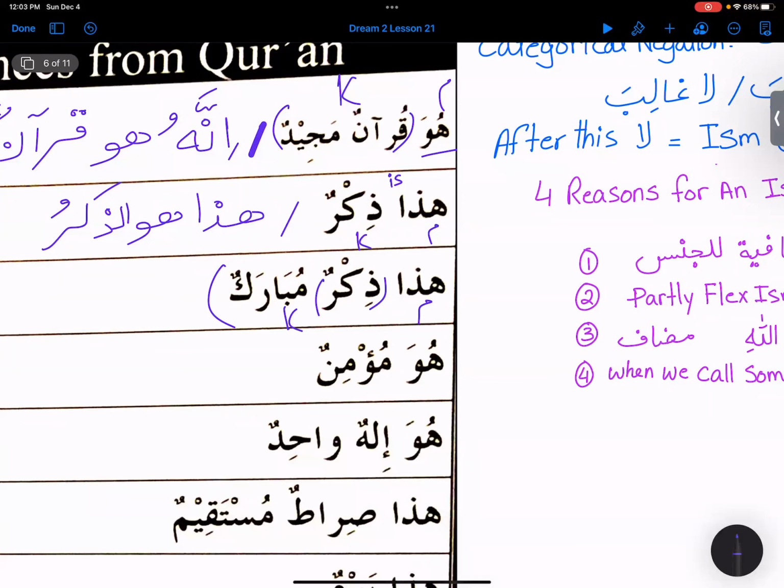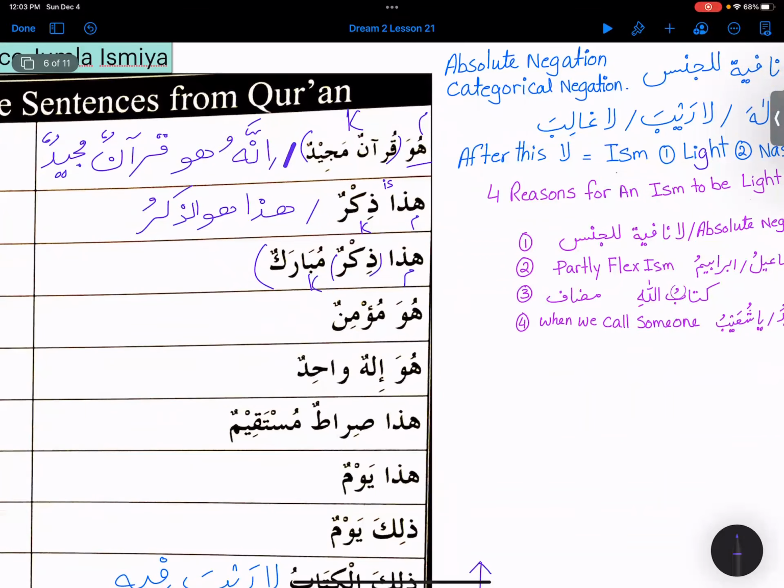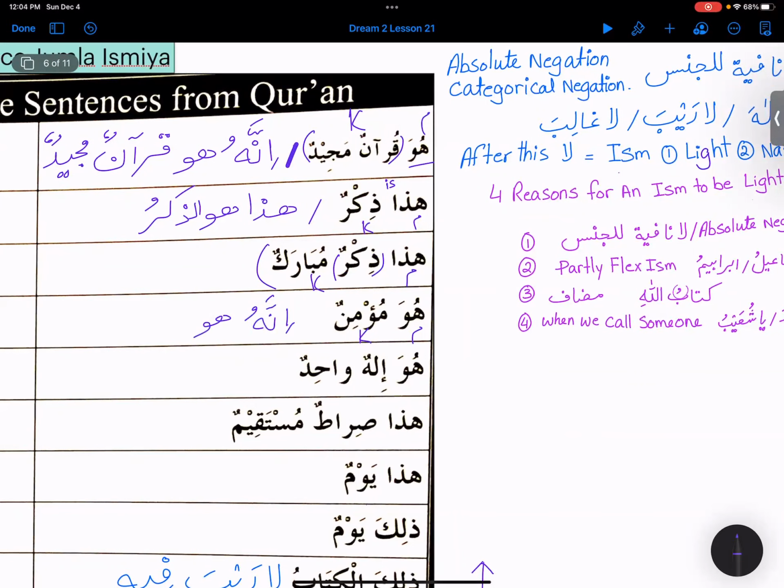Huwa mu'minun. He is a mu'min. Very good. He is a believer, mu'min. So huwa would be mubtada and mu'minun khabar. And now emphasize this sentence. Haza huwa mu'minun. Inna huwa mu'minun. Inna hu. Inna hu. And then we can bring another emphasis. Inna huwa mu'minun. Right? Or if we just say inna hu mu'minun, that would be one emphasis over there.